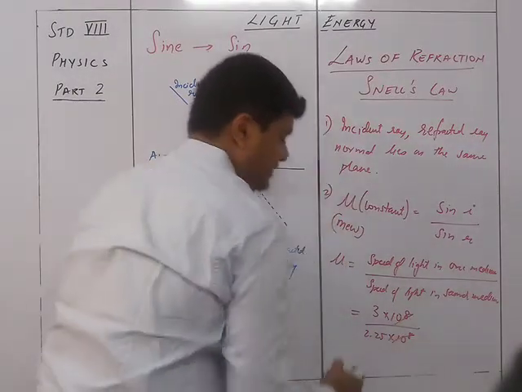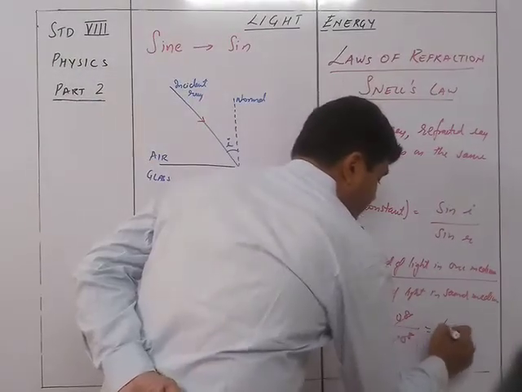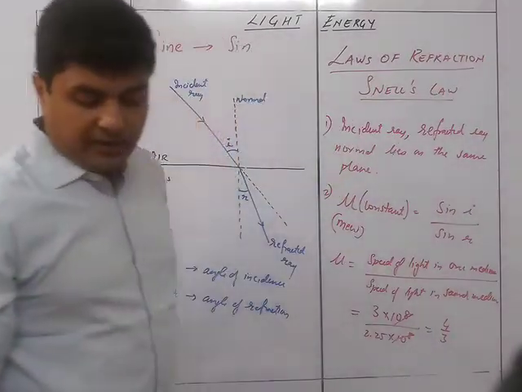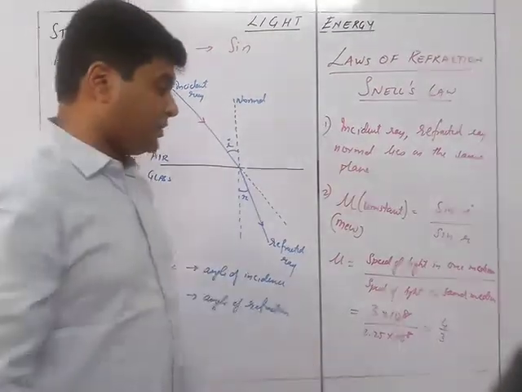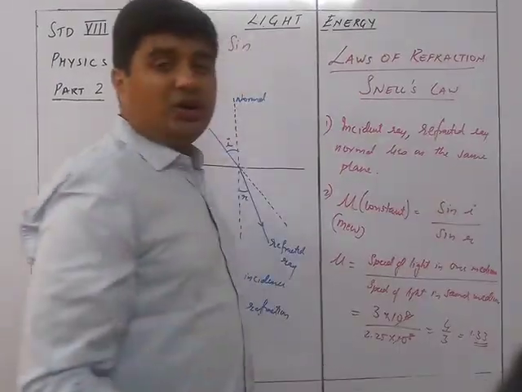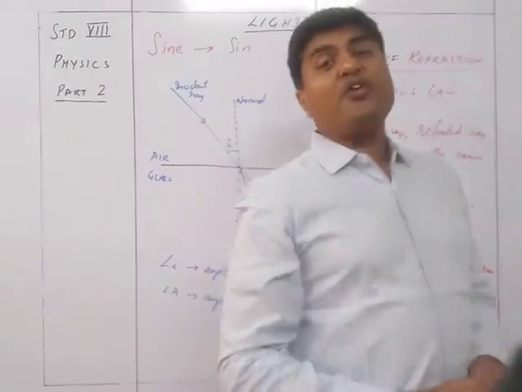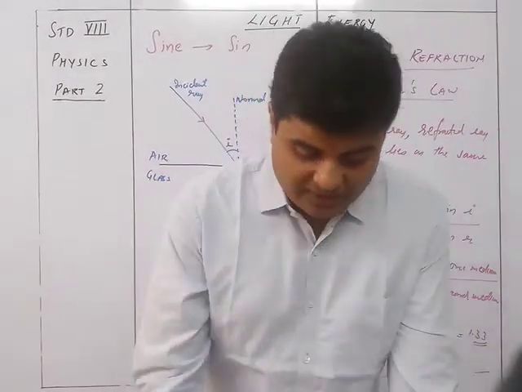So this will get cancelled, and 3 upon 3.25 is nothing but 4 upon 3. Right? When you divide this, it is going to give you 4 upon 3, which is equal to 1.33. So the refractive index of water with respect to air is 1.33.